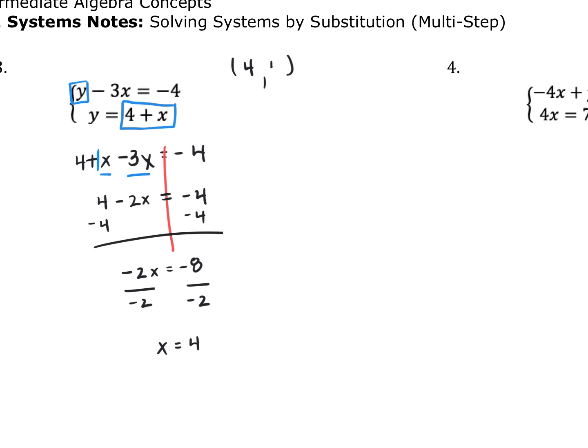So now I'm looking for my y. Okay, the easiest one to do would be this one right here because it already says y equals. And we're going to stick this 4 where that x is. So now I'm just going to rewrite, and I'm going to say y equals, it starts with a 4, plus I'm going to put my x in, which is a 4. My y is still going to stay a y. These two 4s are the same thing, so I can combine those. So I'm going to say y equals 8. So I have 4, 8. That would be my ordered pair.